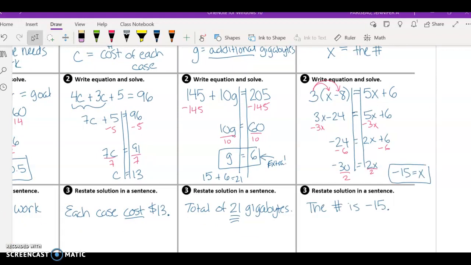All right, take a look at how you did. Did you show your work? Did you get x equals -15? And then for this one, it says, what is the number? Well, the number is -15. It's not really a great word problem-y one, but it said to restate it in the solution in a sentence, so that's what we did.